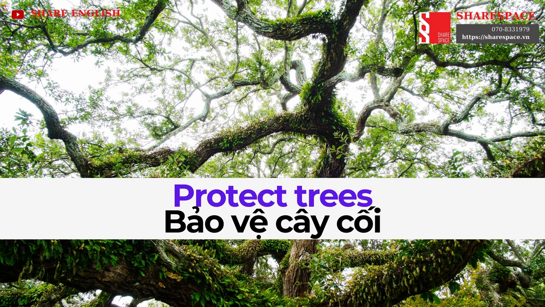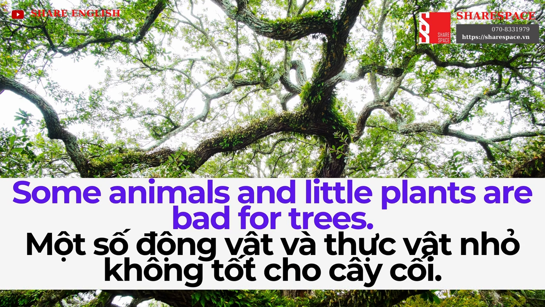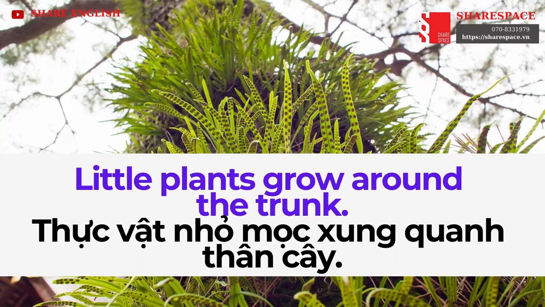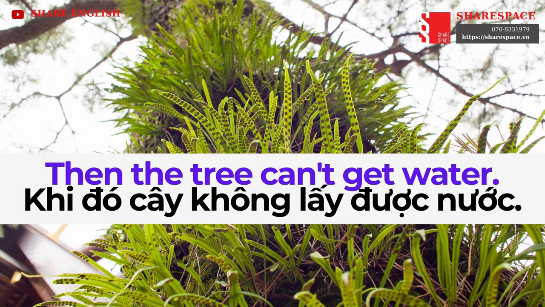Protect trees. Some animals and little plants are bad for trees. Animals eat the leaves and bark. Little plants grow around the trunk. Then the tree can't get water.